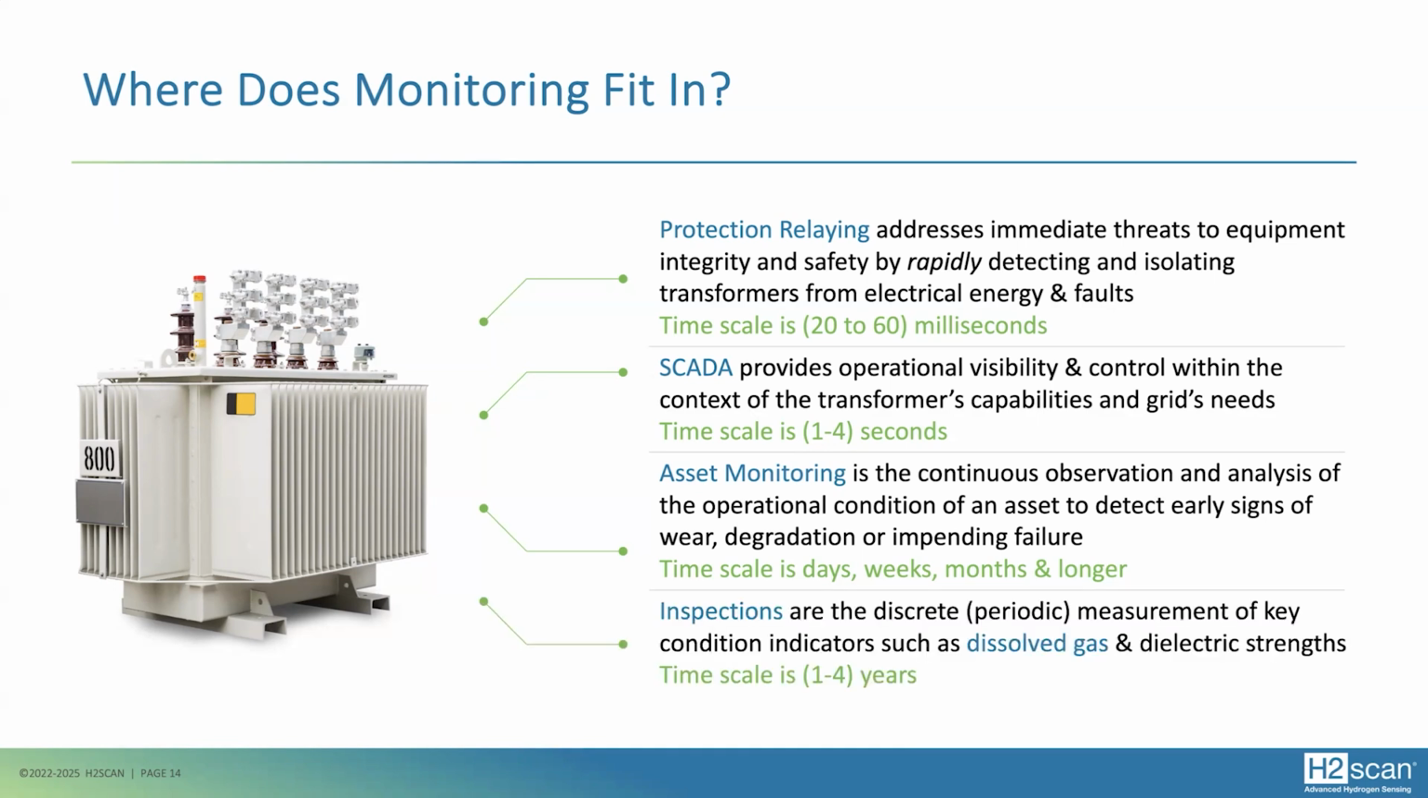The purpose is to catch an incipient fault before it gets continuously worse and damages the transformer beyond economic repair. Inspection is a bit of a loose word, so I've introduced it. This is the discrete or periodic measurement of key condition indicators, such as dissolved gas. You may do dielectric strengths. The time scale is typically once a year, once every 2, 3, or 4 years. If any of you on the call are from industrial organizations, you probably are taking annual or biannual maintenance shutdowns. This is when you might do it.